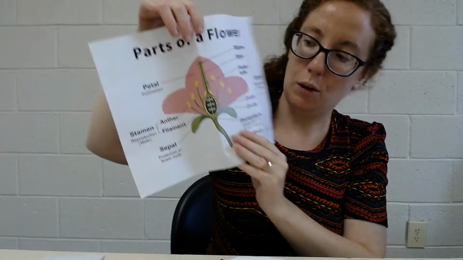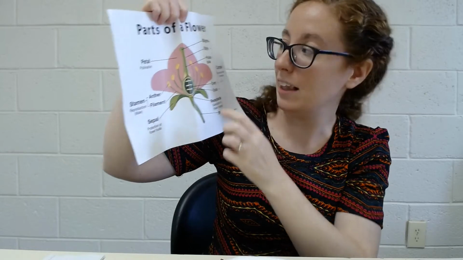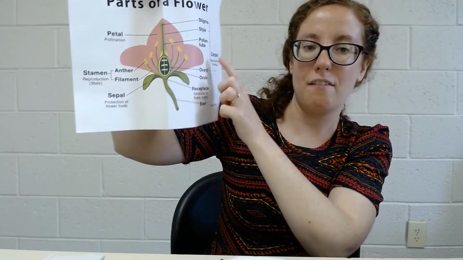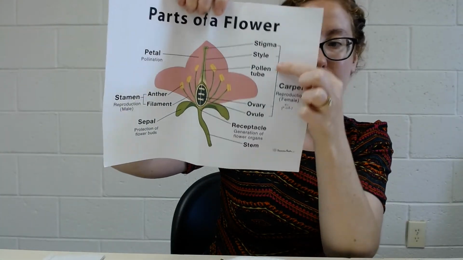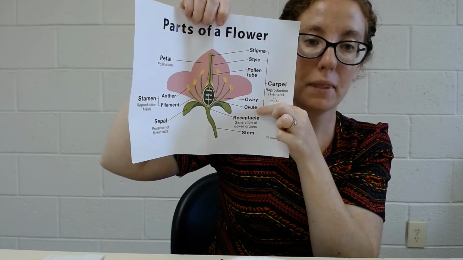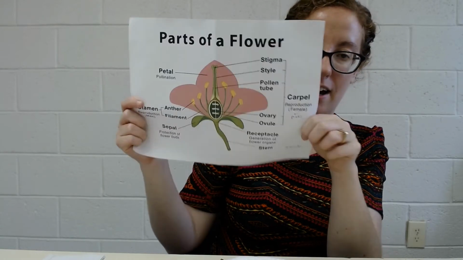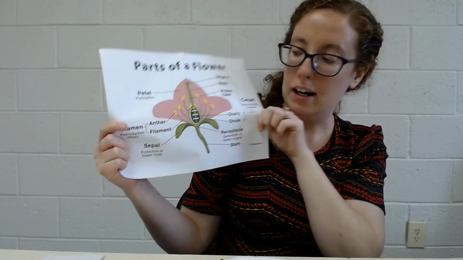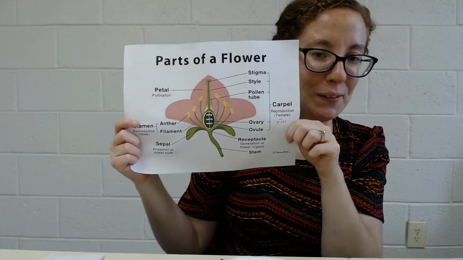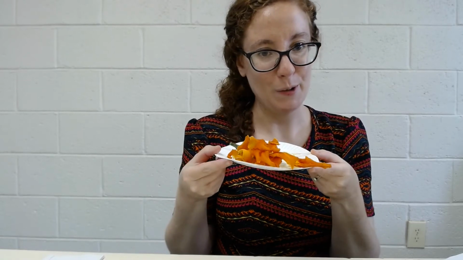So we have that here. On this side we have our male reproductive system that creates all the pollen, and on this side we have the female reproductive system that has the seeds and just needs the pollen to help it out. So you can use your parts of a flower handout, or rather, little diagram, to help you as you go on to dissect your flower.